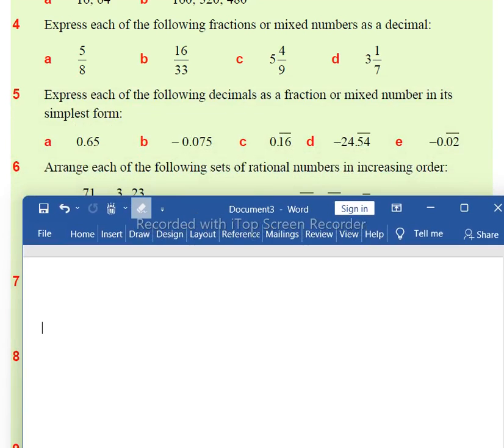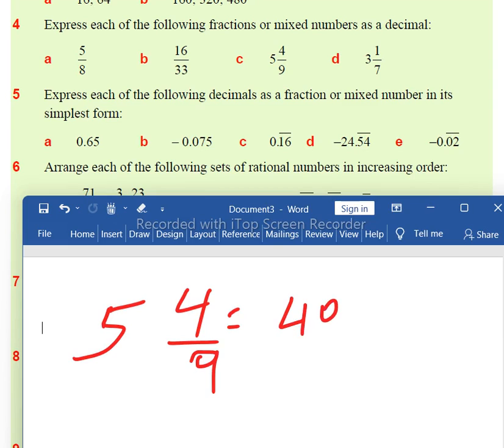5 whole 4/9. We first have to change this number to a fraction. To change this to a fraction we multiply 5 by 9 plus 4. 5 times 9 is 45, 45 plus 4 is 49, so 49 over 9.